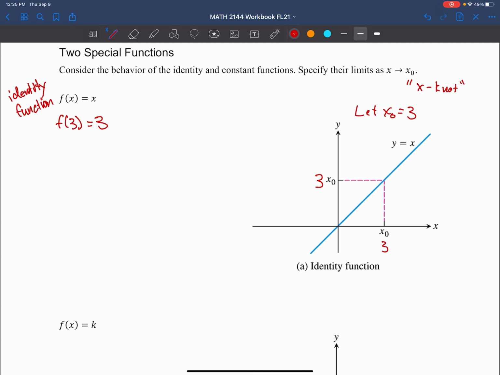Okay. Anyway, so the thing to note about constant functions is let's just consider the limit as x approaches 3 of the constant function 3.